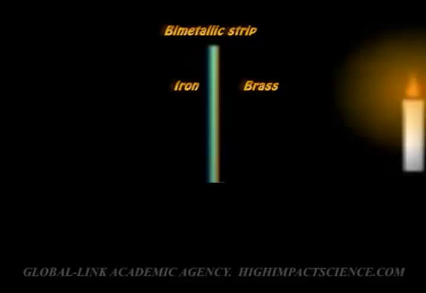The bimetallic strip. When two metals of different linear expansivity are riveted together, they form a bimetallic strip. Brass and iron are commonly used to make bimetallic strips.